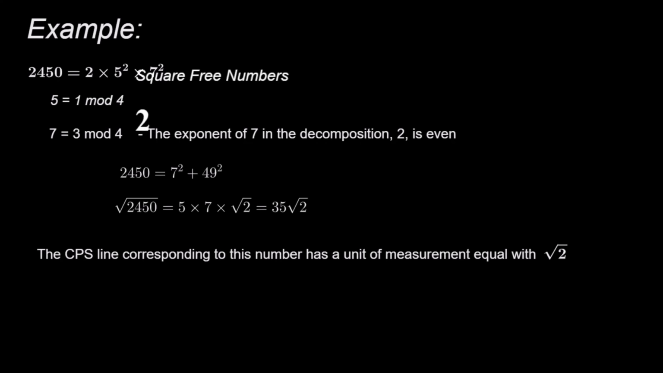As shown in a previous video, it is worth reminding ourselves that the square roots of the square free numbers form a set of incommensurable magnitudes. All the CPS lines with a unit of measurement equal to the square root of a square free number have units of measurement which are incommensurable with each other.